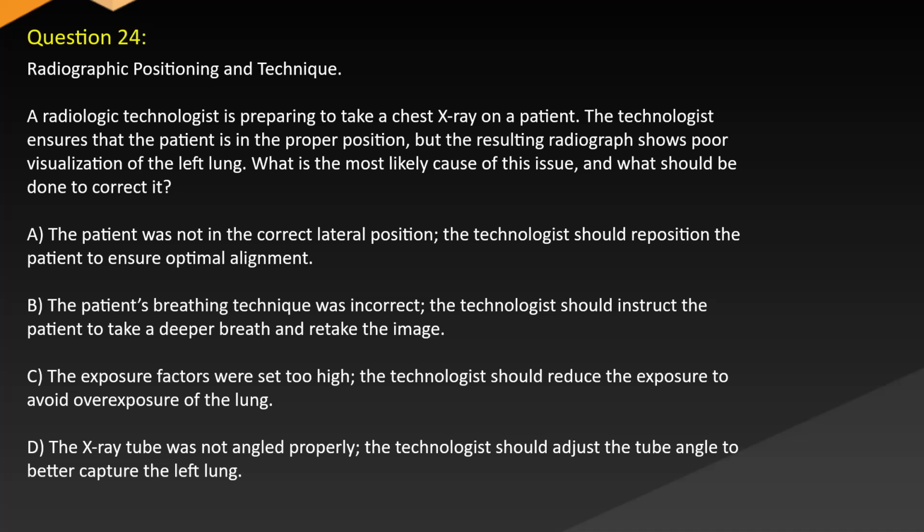A. The patient was not in the correct lateral position. The technologist should reposition the patient to ensure optimal alignment. B. The patient's breathing technique was incorrect. The technologist should instruct the patient to take a deeper breath and retake the image. C. The exposure factors were set too high. The technologist should reduce the exposure to avoid overexposure of the lung. D. The X-ray tube was not angled properly. The technologist should adjust the tube angle to better capture the left lung.